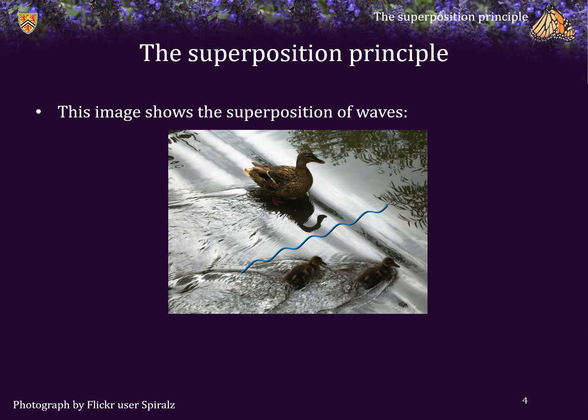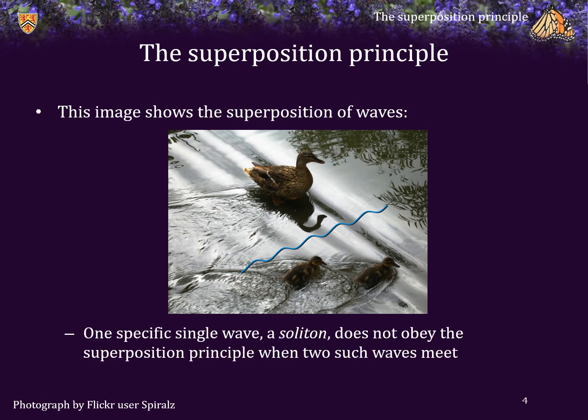So here we see an image that shows the superposition of waves. So there are larger waves, and superimposed upon those are the smaller waves created by the duck and the even smaller waves created by the ducklings. Now, one interesting observation is there is a specific single wave called a soliton that does not obey the superposition principle when two such waves meet. However, this is the exception, not the general rule.